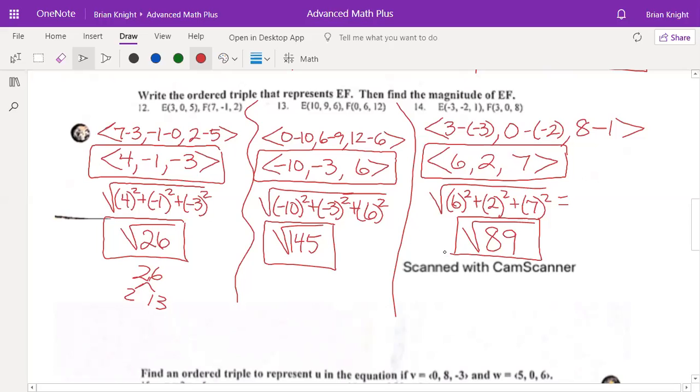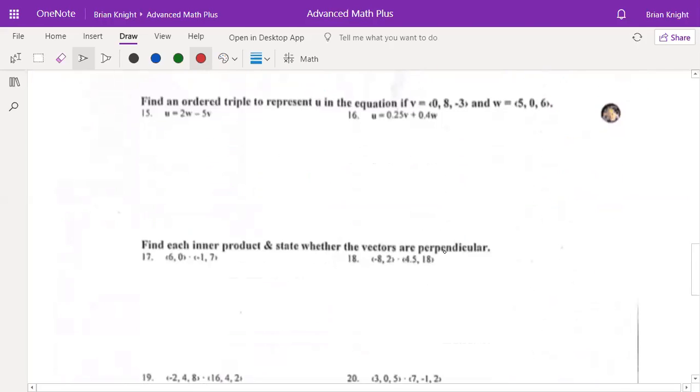All right. So now we're going to do the plugging in thing. There's only 2 of these, but it's just like we did earlier. We plug in and reduce, okay? So we're going to say 2 times vector W. Vector W is right here. It's 5, 0, 6, minus 5 times V. Vector V is 0, 8, and negative 3.